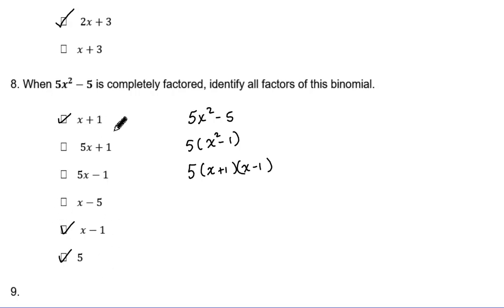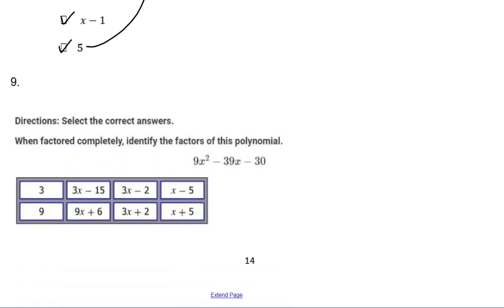If I had done this in Desmos, it will show me these two are my factors, but the 5 is hidden, right? So I cannot see that part in Desmos. I'm going to have to know that it is my GCF. Okay, that's where that GCF came from. And we have to choose that. All right, and then the last one.